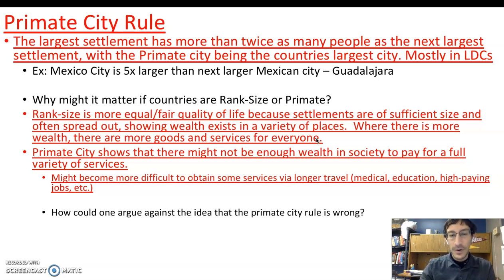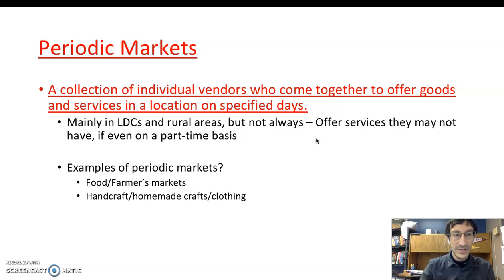But one could also argue against the idea that the primate city rule is wrong, but you have to think about why that might be and how it gets there. And could that apply to the United States?